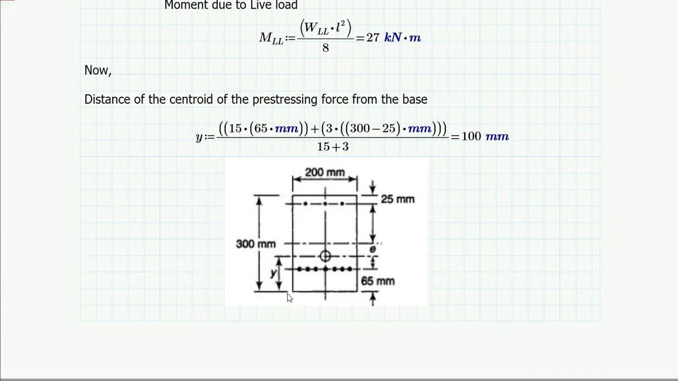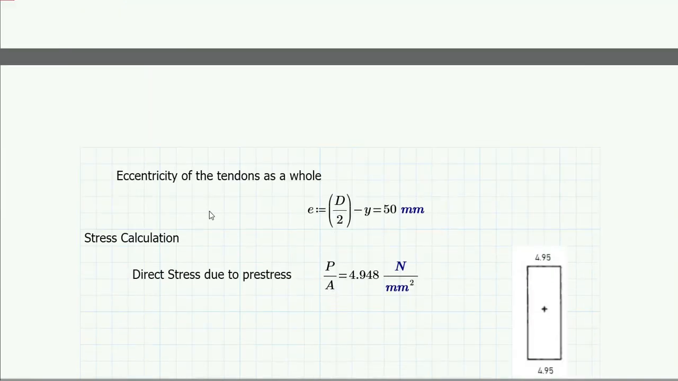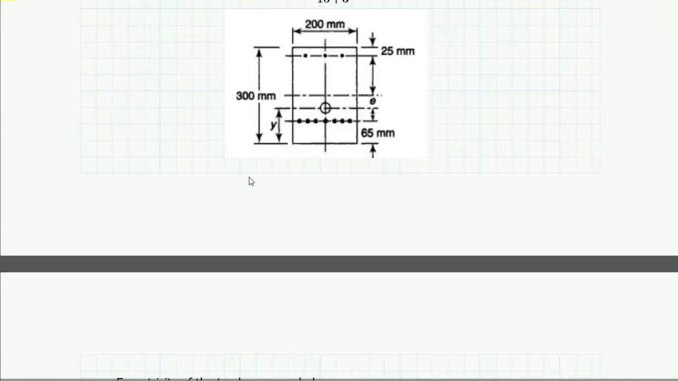So if this is y here, the centroid of this whole set of 18 tendons, then the centroid of the tendons is 100 mm from the base. Now as we have found the centroid of the tendons, just assume that all these 18 tendons are clubbed together and placed at this location, because the effect of putting all these 18 tendons at this centroidal position will be the same as the effect of the distributed position.